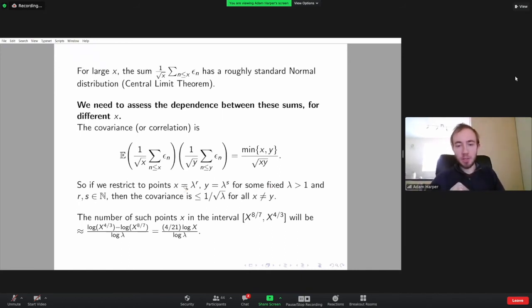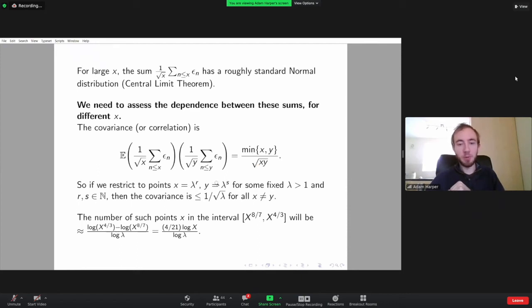Well then, if x and y are of this form and they're not the same point, then whichever one of them is bigger must be at least lambda times as big as the smaller one. I have two different points in the sequence. So the bigger one of these will be at least lambda times as big as the smaller one. That means the denominator here will be at least square root lambda times as big as the numerator.